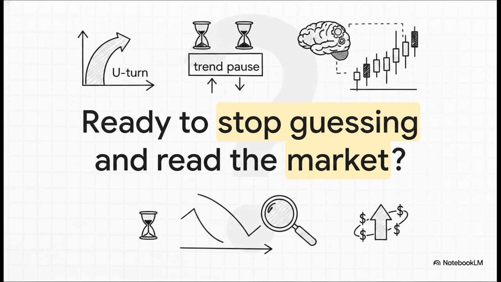We've covered the U-turns, the trend pauses, and the golden rule of patience. So now that you have this ultimate cheat sheet mapped out in your head, I'm going to leave you with this. Are you ready to stop guessing, pull up a chart right now, and actually start reading the market's mind?